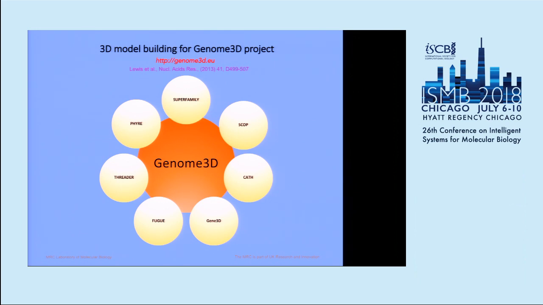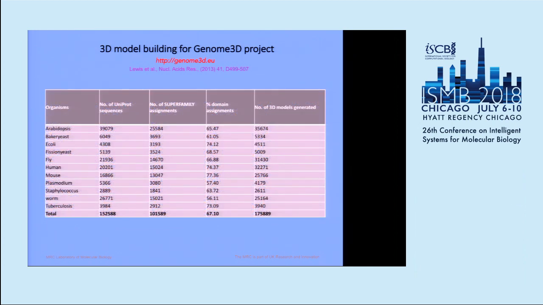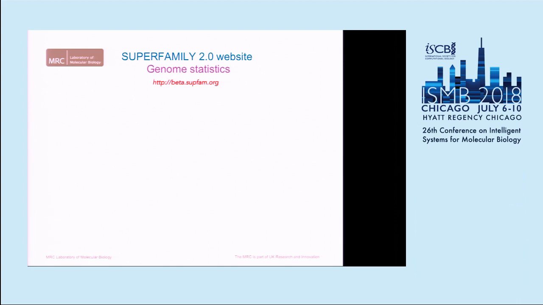So we will all submit our own annotations and our own 3D models, and Genome3D will integrate them into one unified view. In this project, we took 11 model organisms from UniProt, all their UniProt sequences, around 152,000 sequences, and ran them through the annotation pipeline. We got around 67% annotated, and based on those annotations we can build 3D models because we have the templates. We built around 175,000 models. These models and the corresponding annotations will go into the website later this year. So, back to the website.